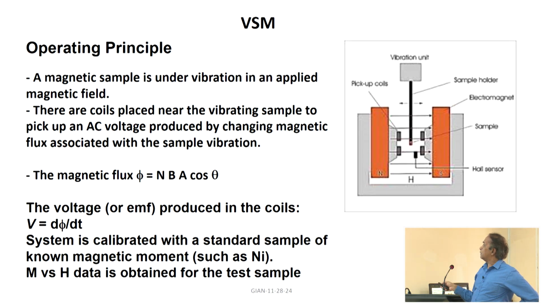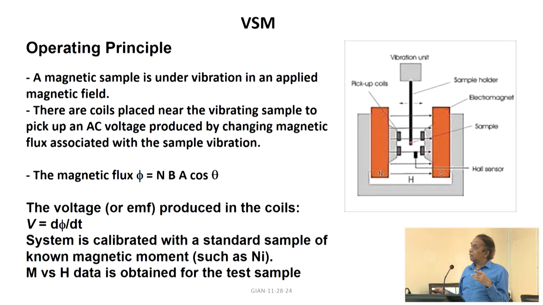These 4 coils are just copper winding placed very close to the sample. It can be mounted on the pole pieces or away from it, it does not matter. So, when you vibrate, the sample has a magnetization and there is a magnetic flux. So, the flux will change as a function of time.